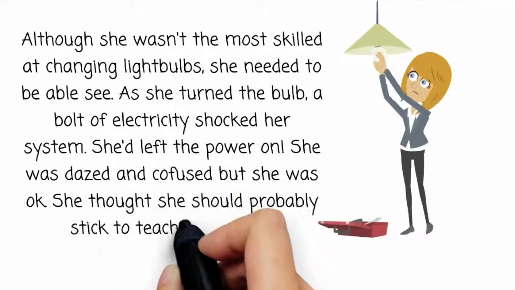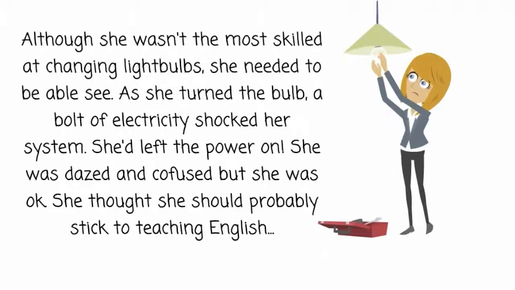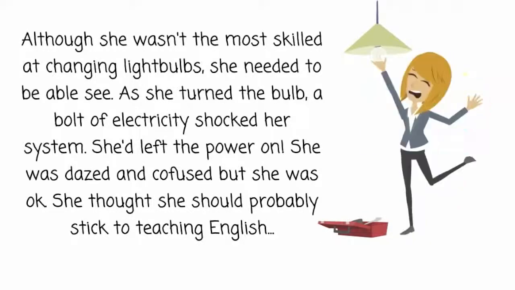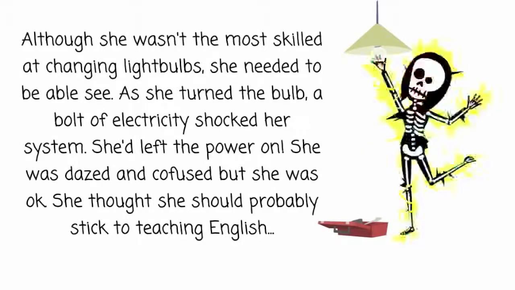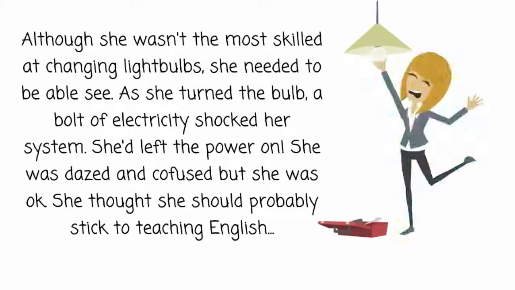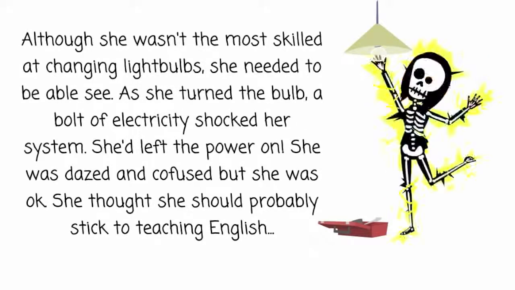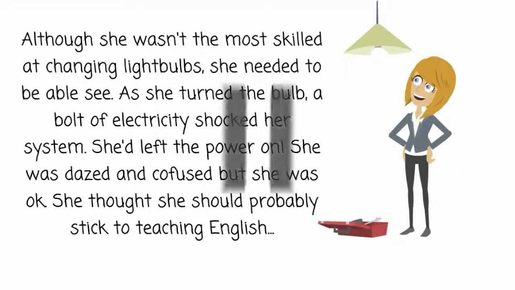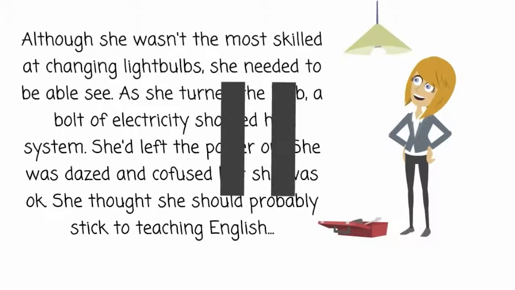Although she wasn't the most skilled at changing light bulbs, she needed to be able to see. As she turned the bulb, a bolt of electricity shocked her system. She'd left the power on. She was dazed and confused, but she was okay. She thought she should probably stick to teaching English. Now, I would like you to pause for this one and see if you can identify the different types of sentences that I've used in this paragraph. So see if you can find where the different types of sentences are.